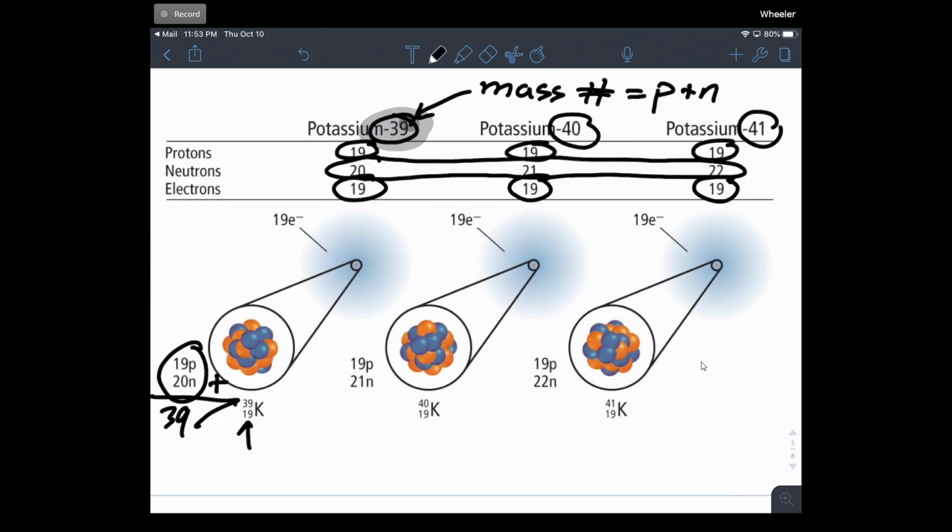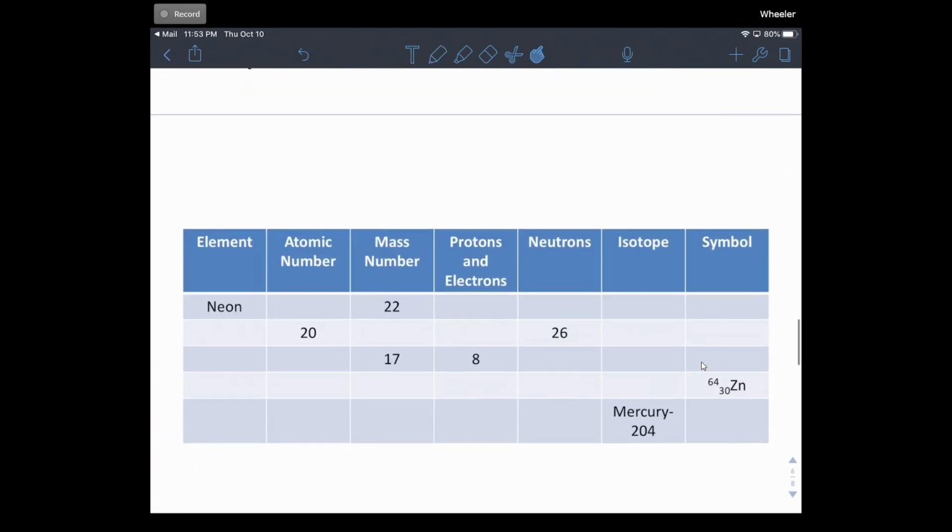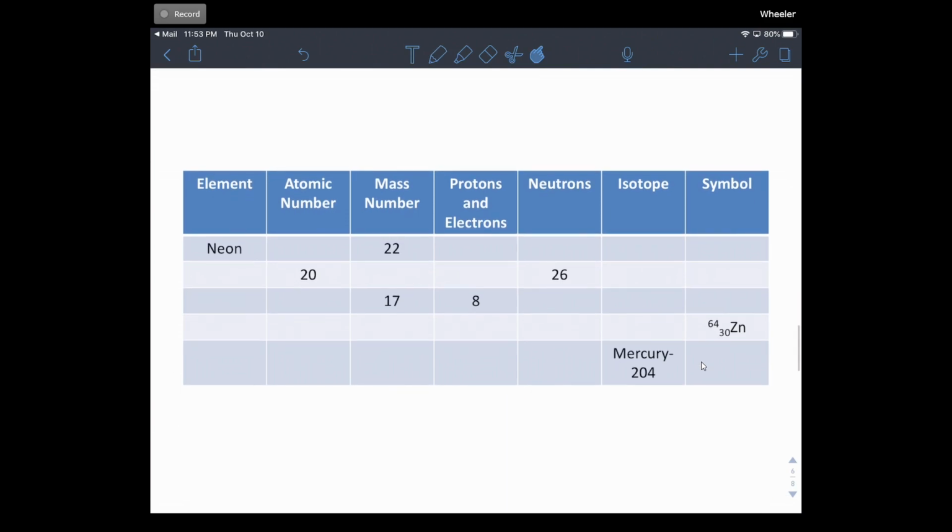And so looking at the next one, 19 plus 21, we have 40. So that's the mass number for potassium-40. And then 19 plus 22 for this third one, we have a mass number of 41. And so these are 3 different forms of potassium, 39, 40, and 41. And these not only tell us the number of protons and electrons, but also the number of neutrons present. So I can fill out a table like this one.